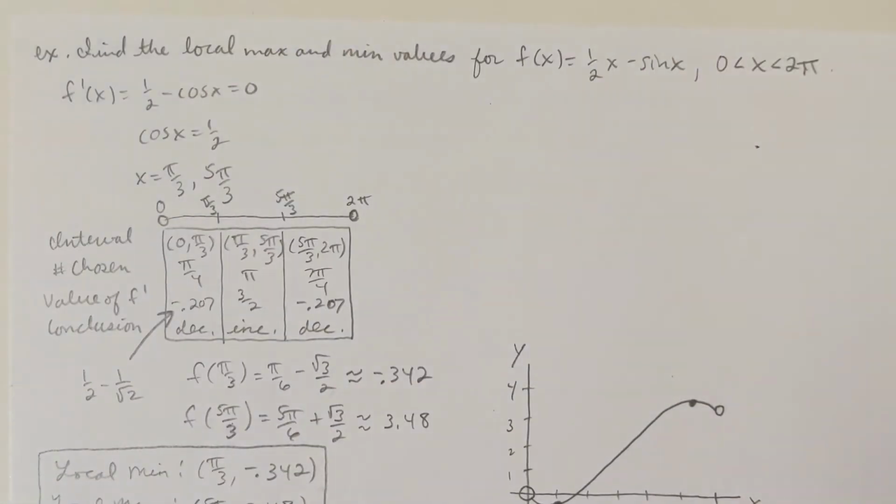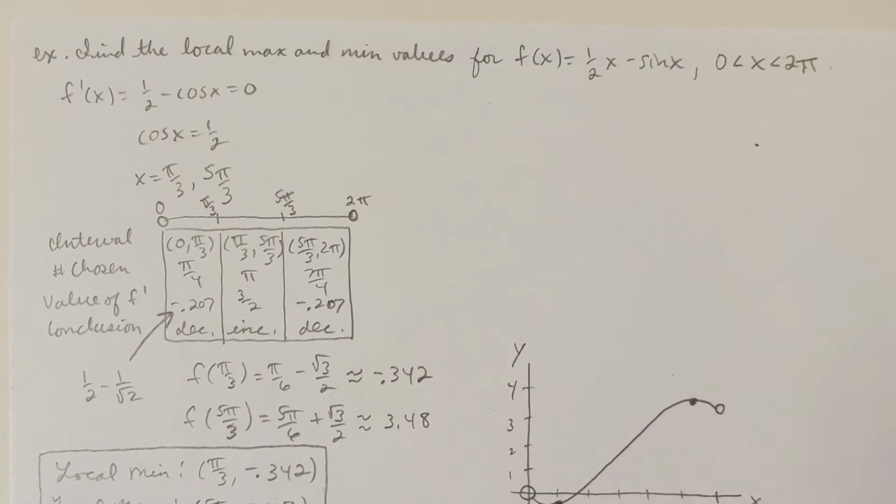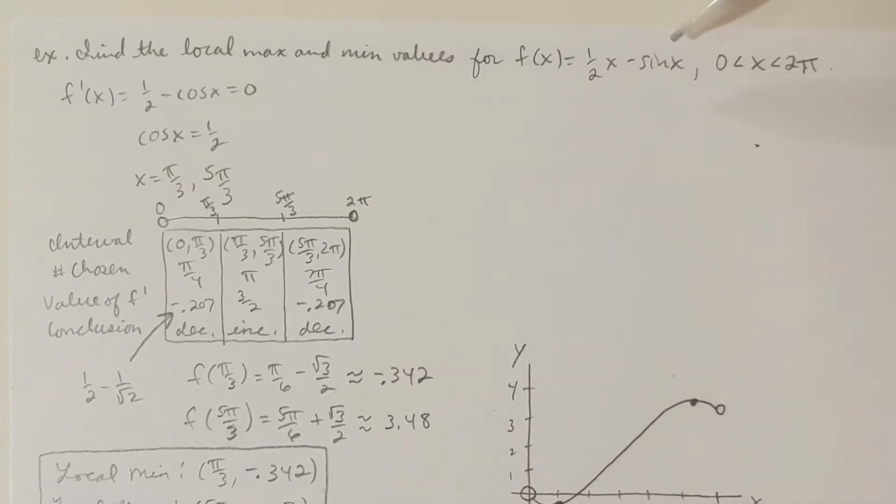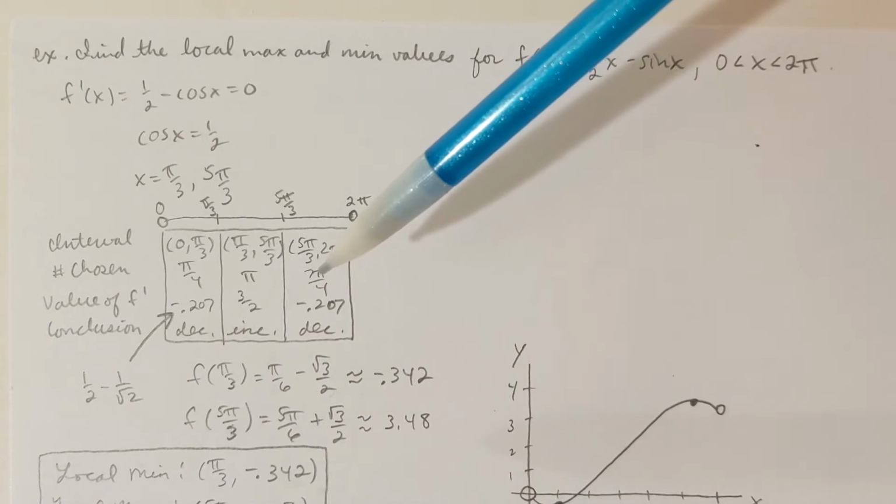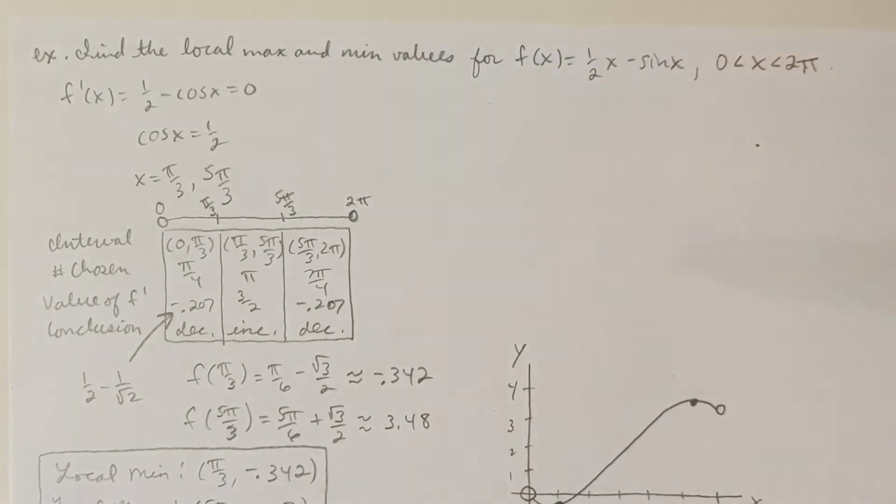Okay, so let's take a look at another example here. In this one, I want us to find the local max and min values for f of x equals 1/2 x minus sine x, and we'll have x ranging from 0 to 2 pi, and that's an open interval. I'm going to have to find my critical values and create this chart using the increasing and decreasing test.